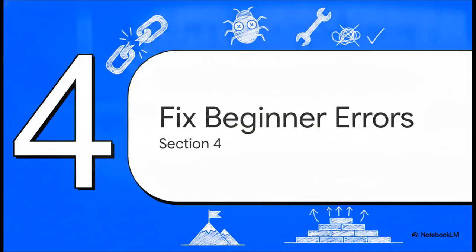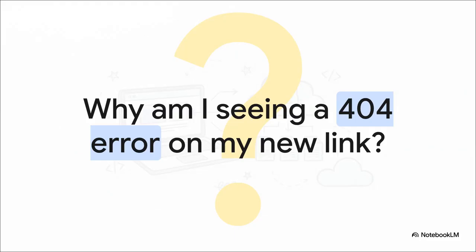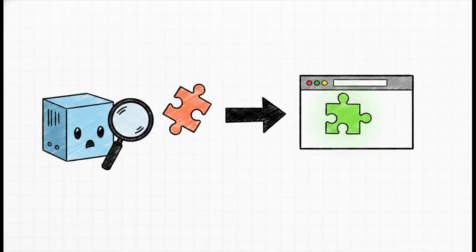internet. Moving to Section 4, fixing common beginner errors. Because listen, almost every single developer hits a wall here. It is practically a rite of passage. The first one is honestly terrifying. You just publish your site, you click your brand new link, and boom, a giant 404 page not found error just stares back at you, totally mocking your hard work. But don't panic, your code isn't broken, and GitHub definitely isn't broken. The fix is remarkably simple.